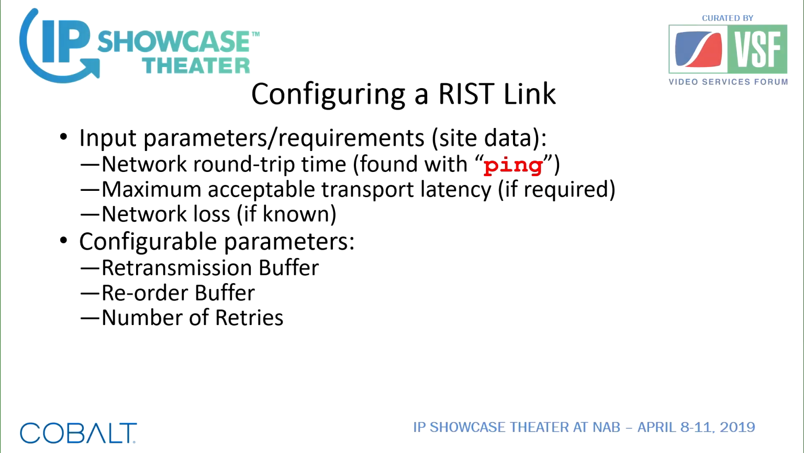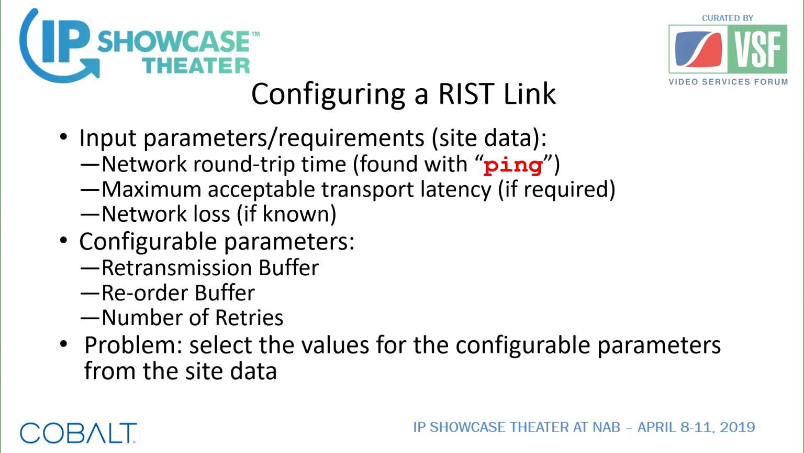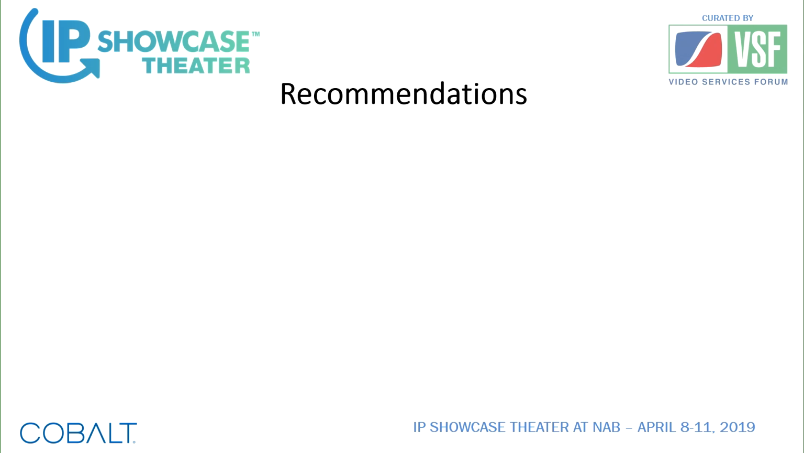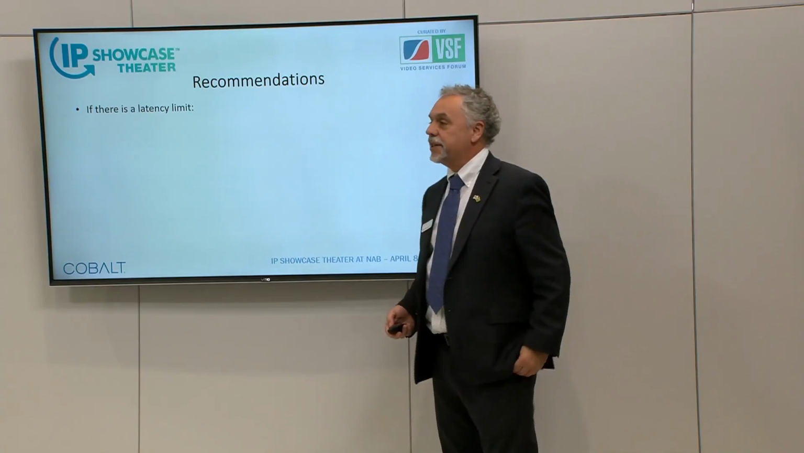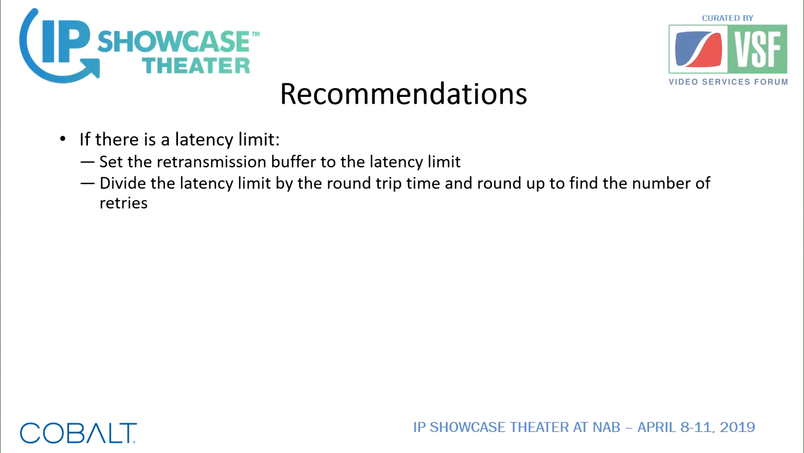So what you're going to configure here is your retransmission buffer, your reorder buffer, and the number of retries. That's what you're going to choose. How do you choose that? So this is what's coming in, and this is what I've got to choose. So these are my recommendations. If there's a latency limit, you set the retransmission buffer to the latency limit.